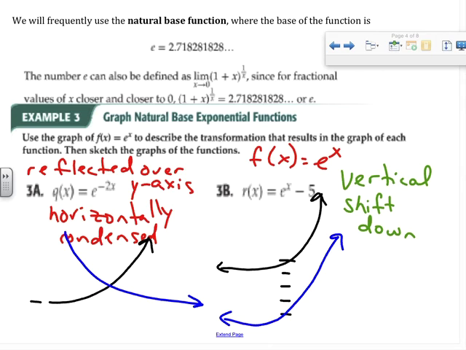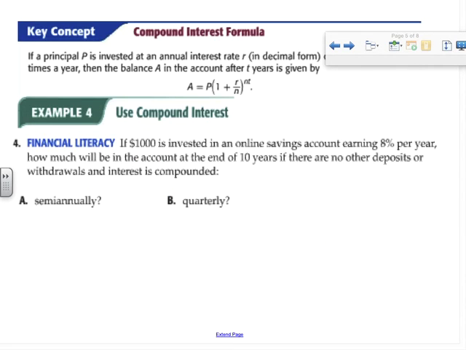Believe me, we will have plenty to do with E that is more important than graphing it. Like finding how much money you're going to have in your account based on whether it's compounded semi-annually, quarterly, or continuously. We'll get to that formula a little bit later. Right here, we're using this formula for when we have a specific number of times that your interest is getting compounded.